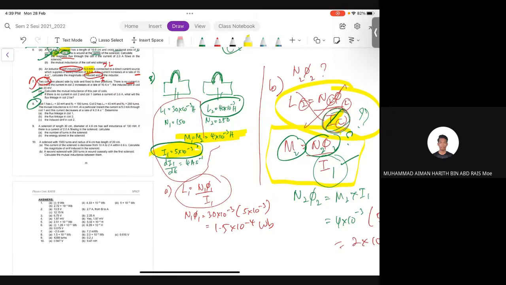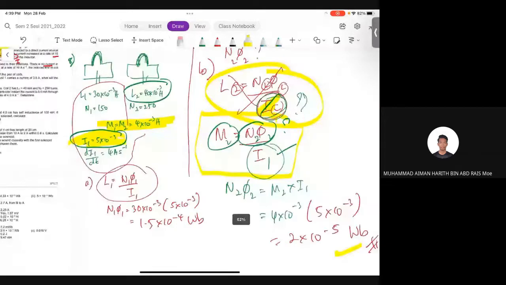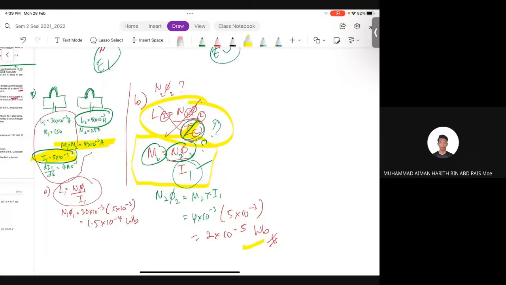Okay, question number C. They ask you to calculate the induced EMF at 2. So what is the formula for induced EMF? Can you use L? No, you cannot, because I don't have di over dt. If I want to use L2, EMF2, di over dt 2, I don't have di over dt 2. So I cannot use L. I have to use mutual inductance.